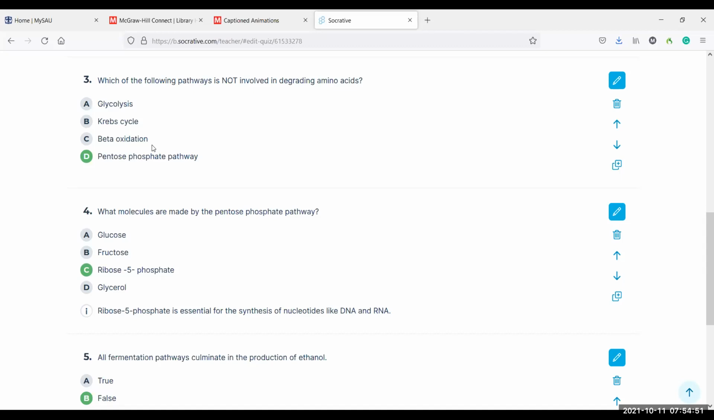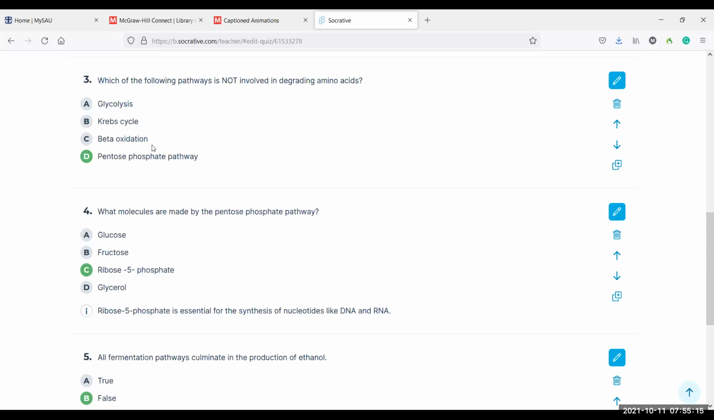BCAAs are degraded by beta oxidation. When you get to the final carbon skeleton, you degrade that via beta oxidation. The one pathway where you don't degrade amino acids is the pentose phosphate pathway. You don't use that for amino acids. So D is the answer there.